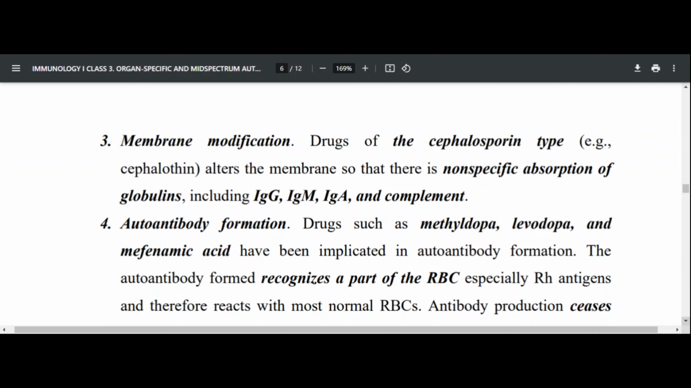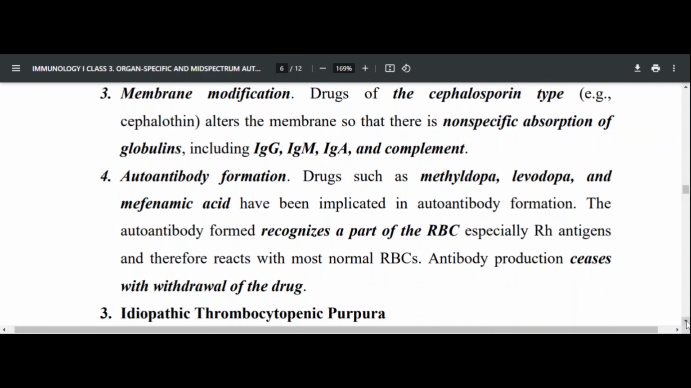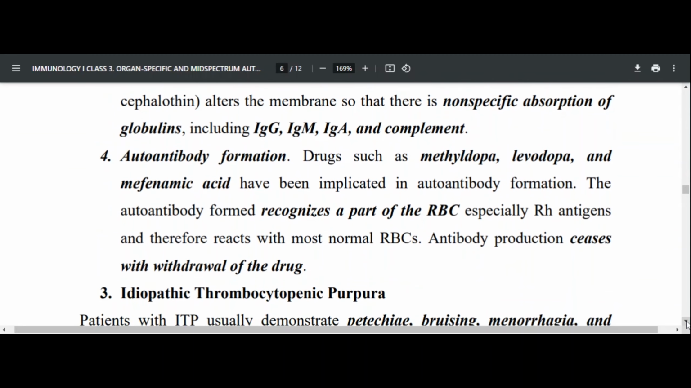So the last one is autoantibody formation. Some drugs that can lead to autoantibody formation include methyldopa, levodopa, and also mefenamic acid. All these drugs are implicated in autoantibody formation.